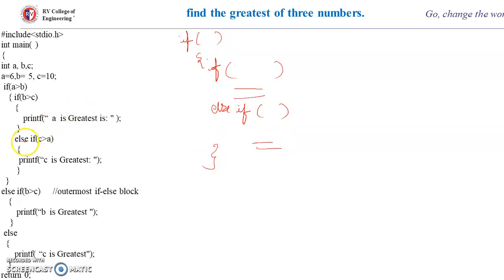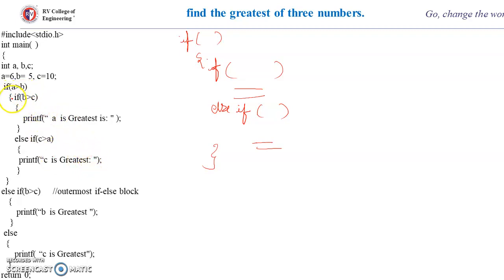See, this part is totally optional. If you want, you can just write else c is greatest, because if a is greater than b and b is also greater than c, then obviously a is greatest. If this condition is true, a is greatest. If this condition is false, that means c is greatest. You can do it like that also.